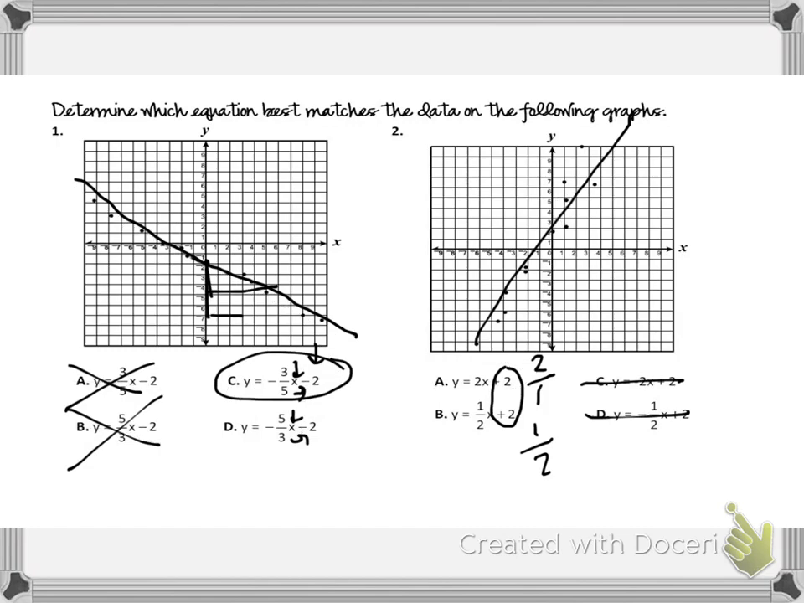or is it going up 1 to the right 2? And I'm going to guess that it's going up 2 to the right 1. Up 2 to the right 1. This is up 1 to the right 2. Puts it over here somewhere.